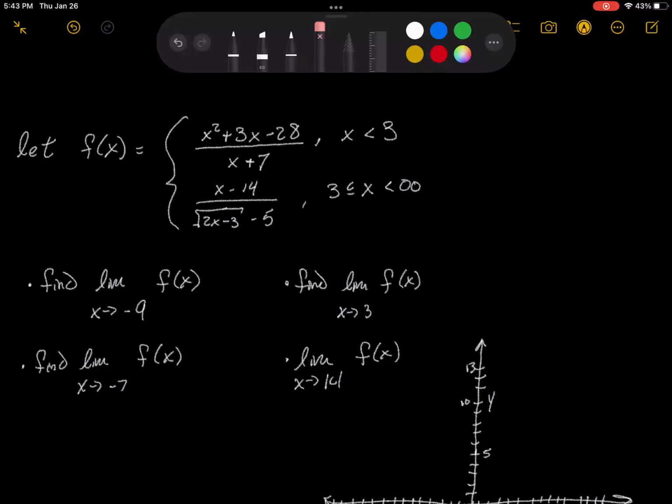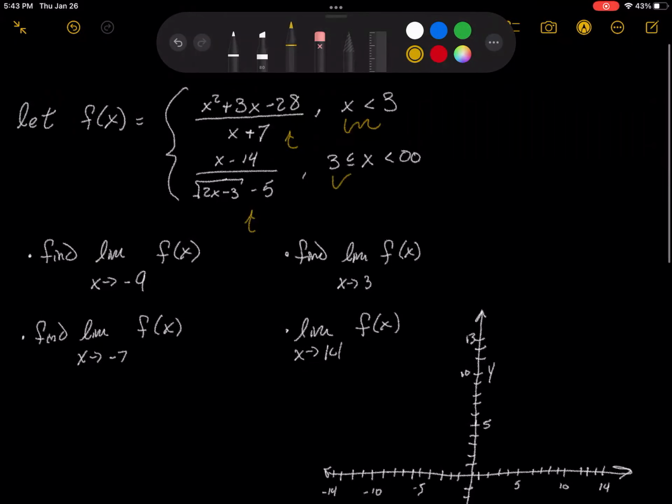Let's work on this limit problem, and we're going to graph it as we go to understand this function. I have a function f dependent upon x, and it's a piecewise function. It is going to look like this rational function when x is less than 3, and like this rational function for x values greater than 3.